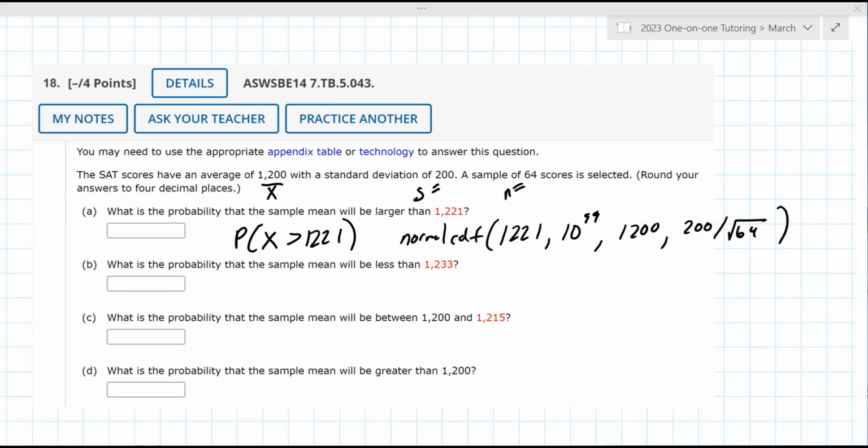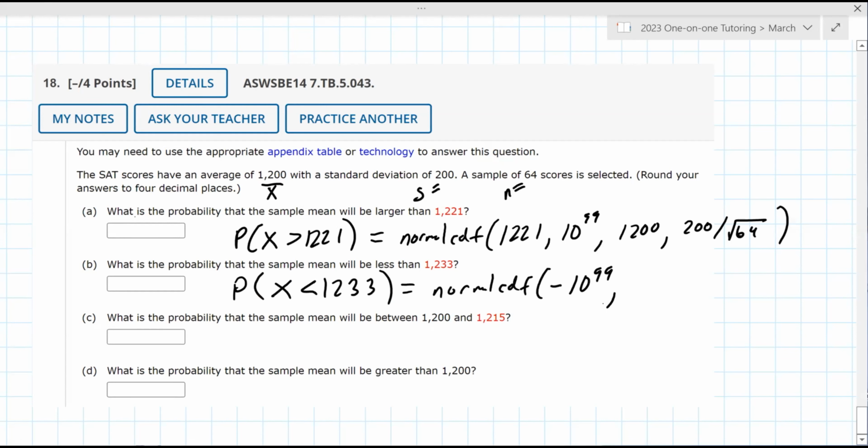Zero point two zero zero, 4 decimal places. Go ahead with that. For the next one, the probability that X is less than 1,233. The only change here is that when it's less than, you're using minus 10 to the 99 as your lower, because you don't know how far less than to go. You go forever. 1233 is your upper. It's still 1200, still 200 divided by the square root of 64.